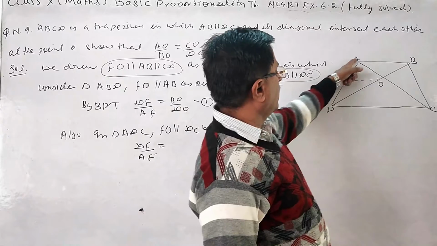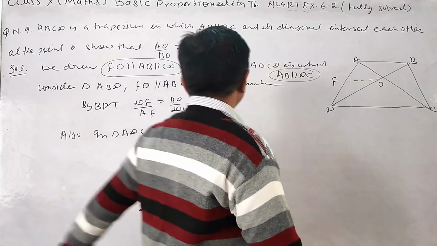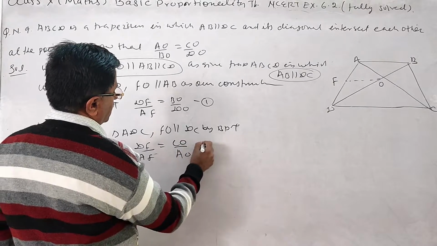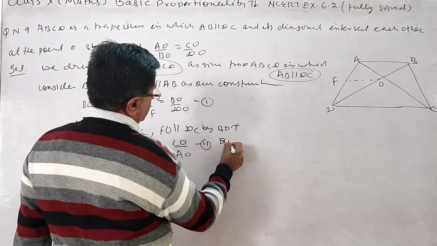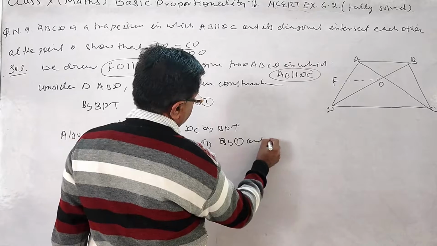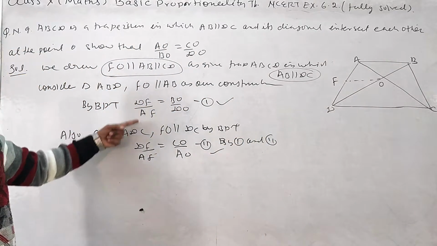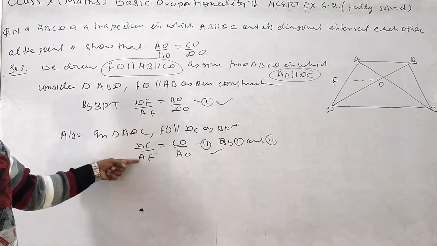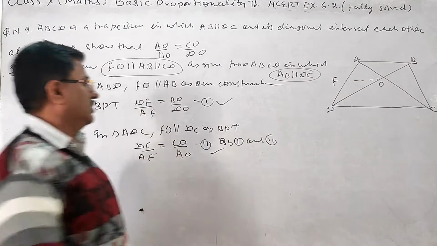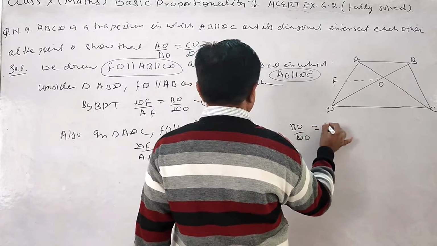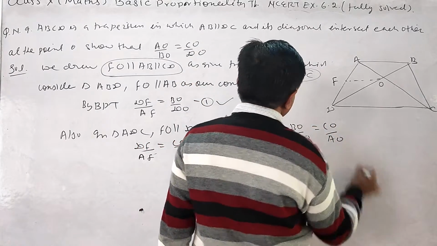DF upon FA equal to CO upon AO. So by 1 and 2, see here this and this, both have left hand side equal, so their right hand side should also be equal. That is BO upon BO equal to CO upon AO.